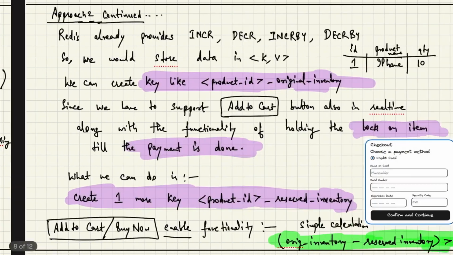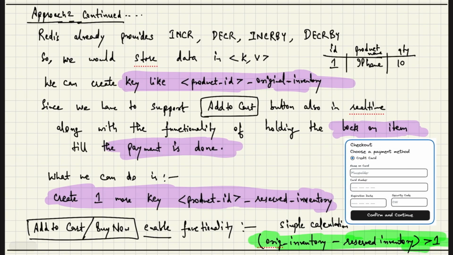Now let's move further. Now let's discuss how we would implement. We have already discussed that we came to a conclusion that we need to somehow use the cache, but how we would use the cache, and how we would support these operations. Now Redis already provides increment, decrement, increment by, decrement by. These are all operations which are already provided by Redis.